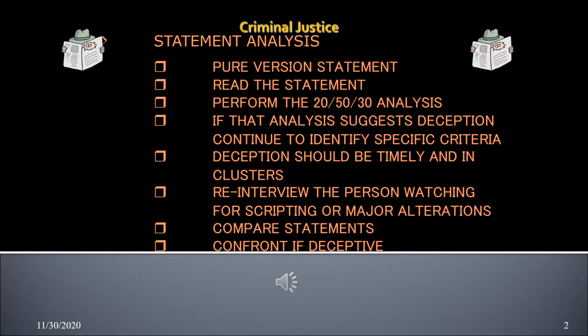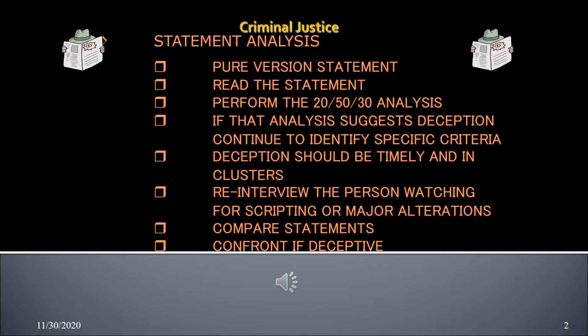So it should be based off a pure version statement, right? A flowing narrative, if you like. Not a question and answer so much as the person is allowed to write their own statement from beginning to end without interruption, without bias, without influencing their statement. Okay. And we know the pure version statement has the 3 portions to it, right?